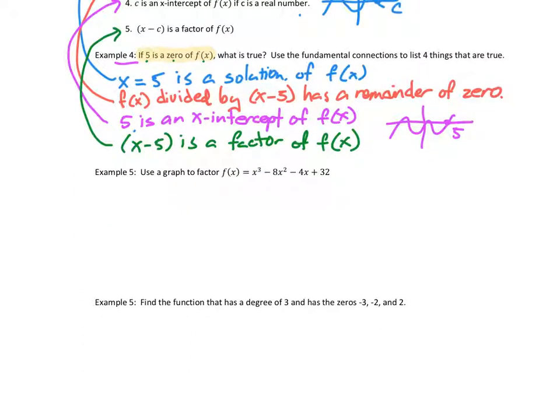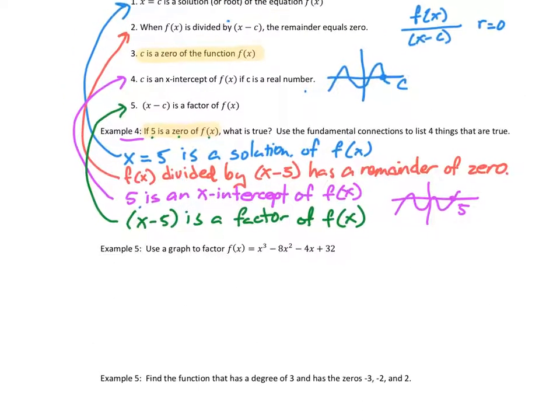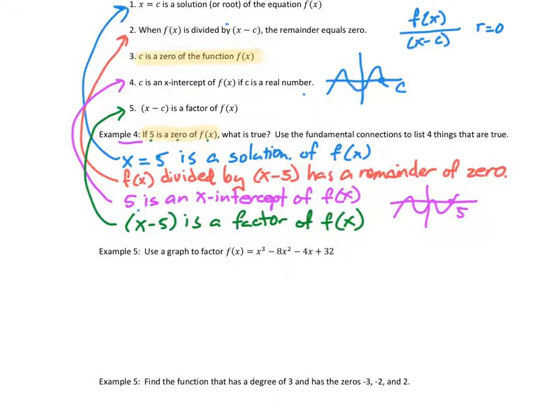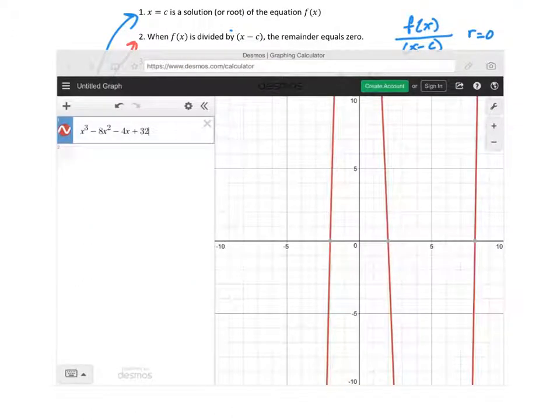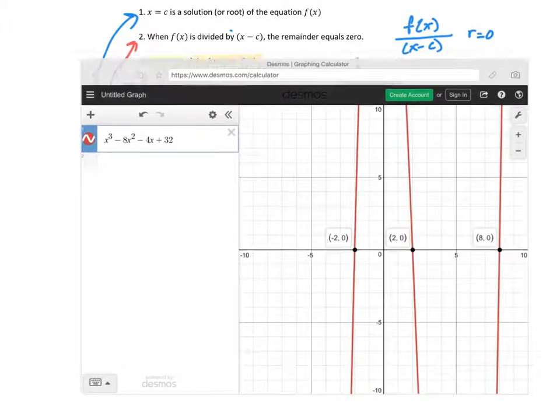Use a graph to factor this function. So what we can use above is that if c is an x-intercept, then x minus c is a factor. All right, so if we graph this guy, it looks like this. And so I can find my intercepts. I have one at -2, I have one at 2, and I have one at 8. So using that, -2, 2, and 8, let's get this one out of the way here.